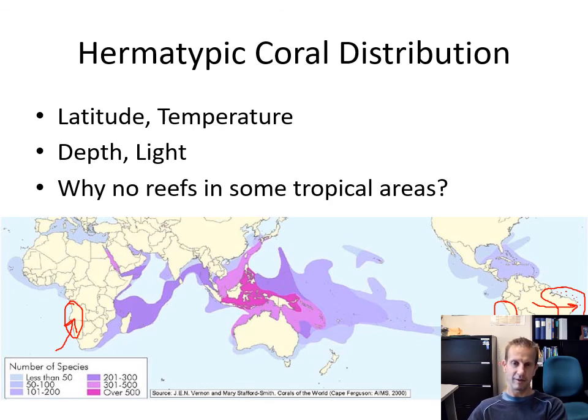An interesting thing that you might want to think about is why there are so many more species of corals in the Indo-Pacific than there are in the Eastern Pacific or the Caribbean. That's an interesting question of biogeography that I won't belabor here, but there are some interesting theories as to why that is, and I encourage you to look into that.